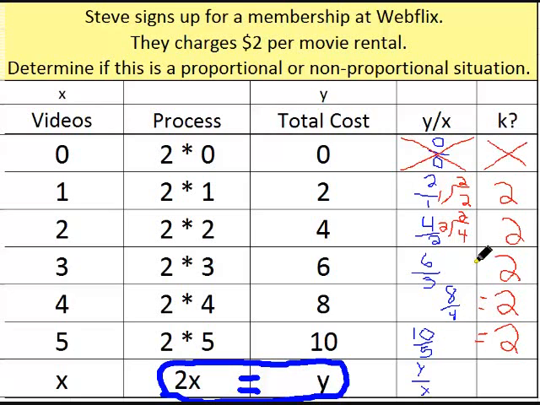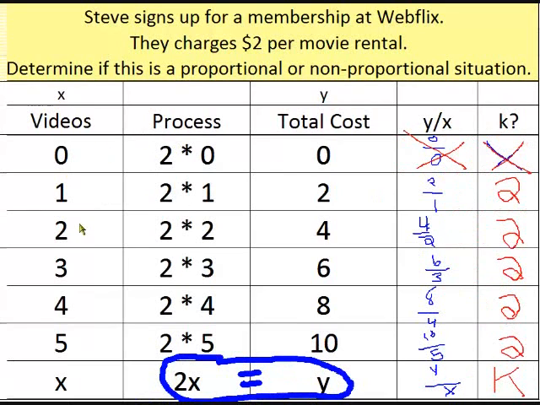We have equivalent fractions. So what does that tell us? Well, it tells us that we have a proportion. The two things go hand in hand. If you have equivalent fractions, you have a proportion every time. So y over x equals this right here. We call the constant of proportionality K. And that means it does have a proportion.